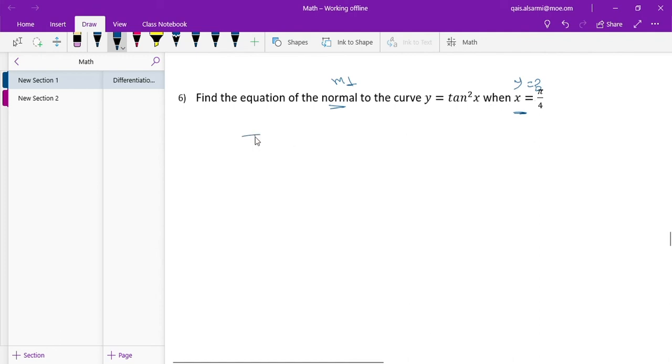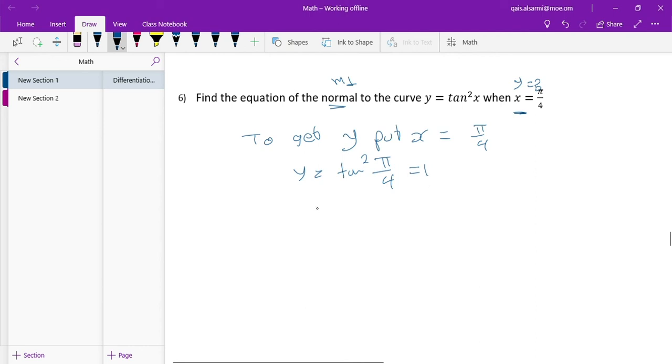So first of all, to get y, put x equals pi over 4. From where did we get pi over 4? It is given. Never put any arbitrary number; you have to use the numbers from the given. So y equals tan squared pi over 4. Tan pi over 4 is 1, so tan squared pi over 4 will be 1.